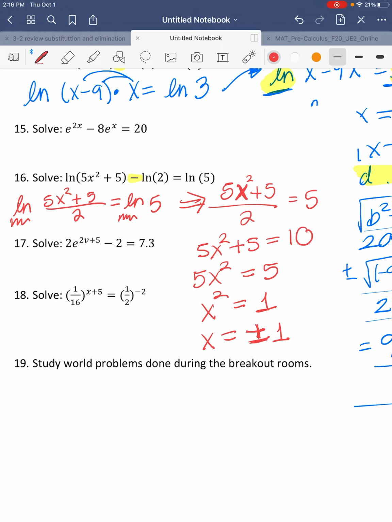And again, if I plug in positive 1 and negative 1 in this x right here, I'm going to get a valid answer. I'm not going to get something like a negative. So both are my answers. So that's 16.